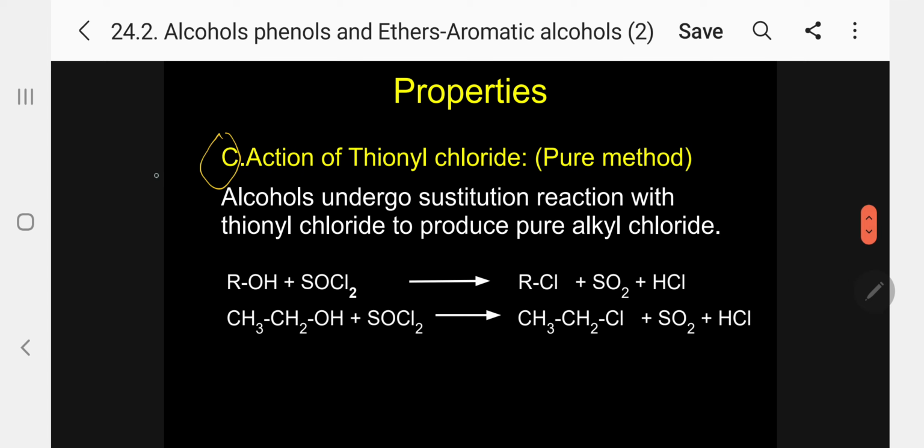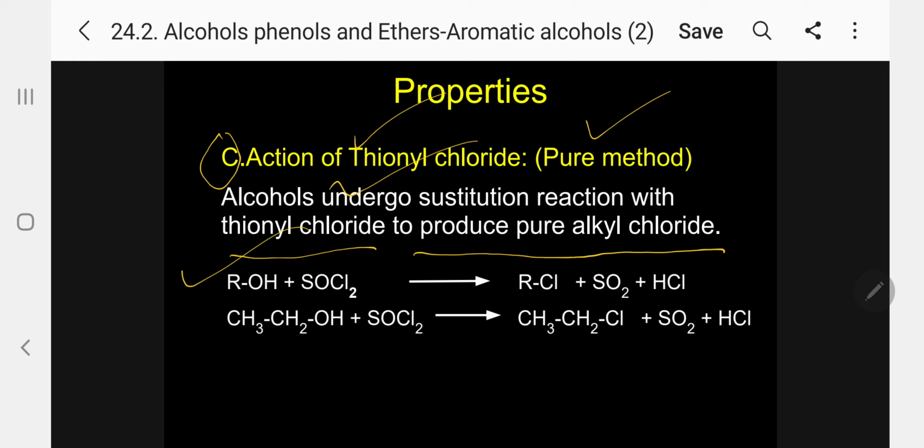The third method under the halogens is the action of thionyl chloride. Normally this is the pure method we are using in the laboratory. Pure, because except the halide, the other two products are gases, so they will escape, leaving the halide in pure form. Alcohols undergo substitution reaction with thionyl chloride to produce pure alkyl chloride. General example: ROH with SOCl2 gives RCl plus SO2 plus HCl.